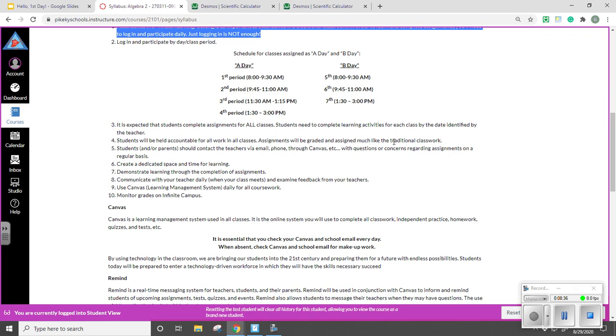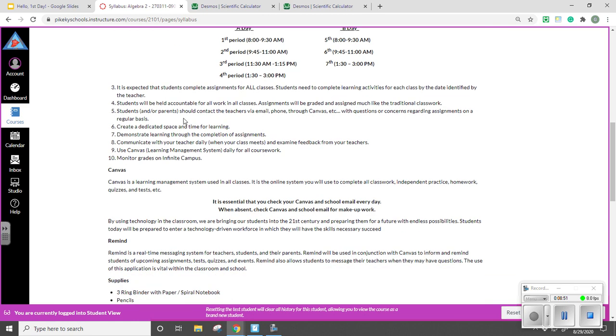So be aware that you still have due dates and times you gotta make sure you get assignments turned in on time. And it says students and or parents should contact teachers via email, phone, through Canvas, etc. with questions or concerns regarding assignments on a regular basis. This is all about that open communication that we really need during this virtual time. Create a dedicated workspace and time for learning. Demonstrate learning through completion of assignments. Communicate with your teachers daily. So once again, it goes back to that communication being key while we're virtual.